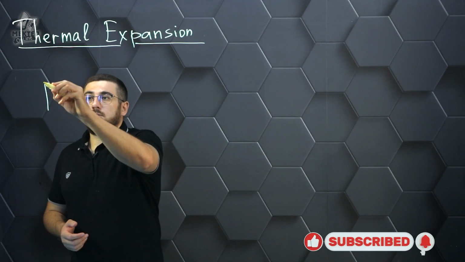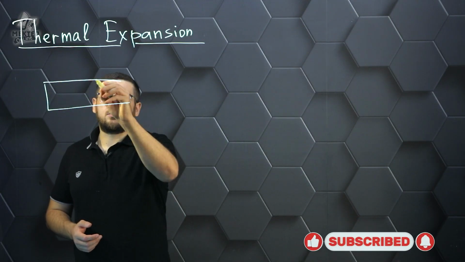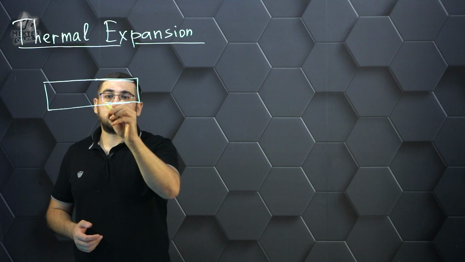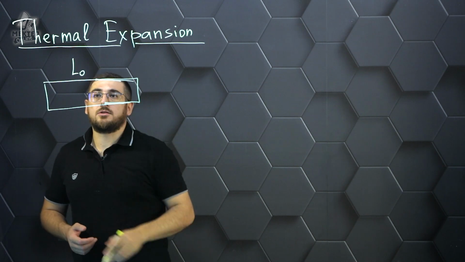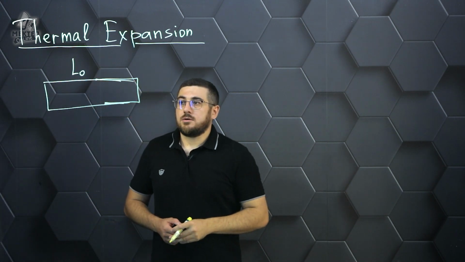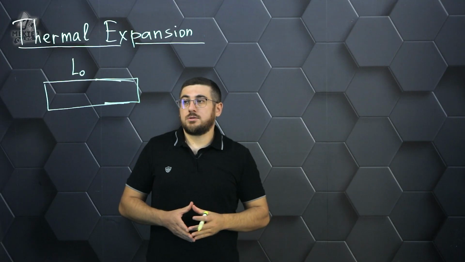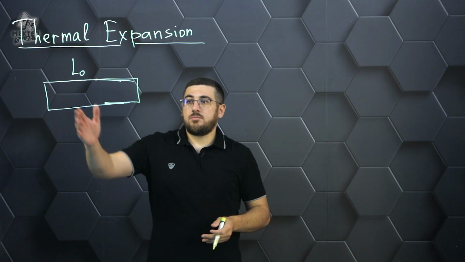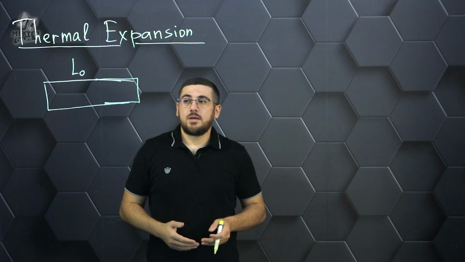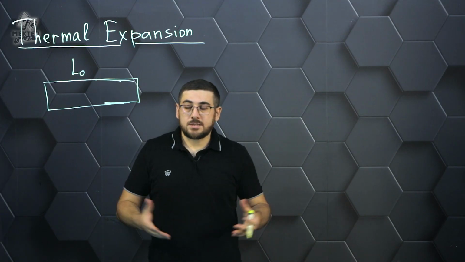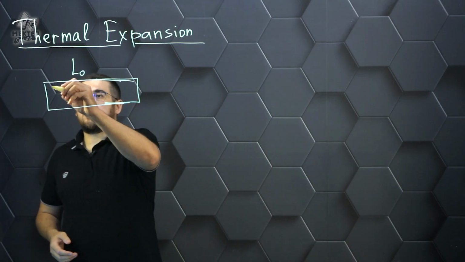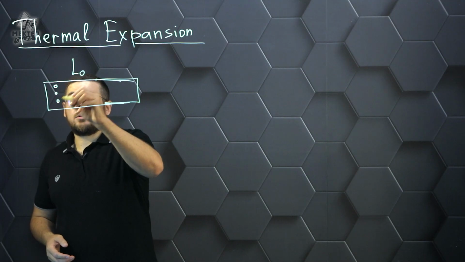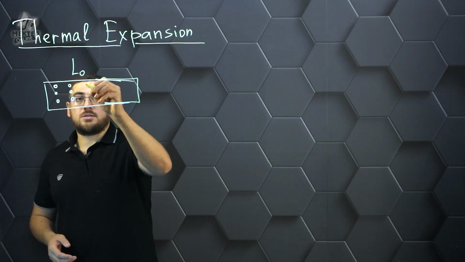Let's look at an object that has some initial length. Let's denote it as L0. It is clear that this object consists of certain molecules, atoms. If this object is a solid, for example, let's say it's iron, then in this case the atoms are in a certain order, which is called the crystal lattice.